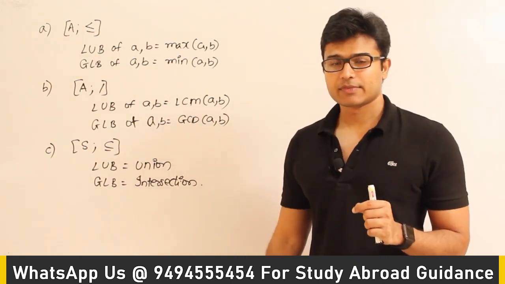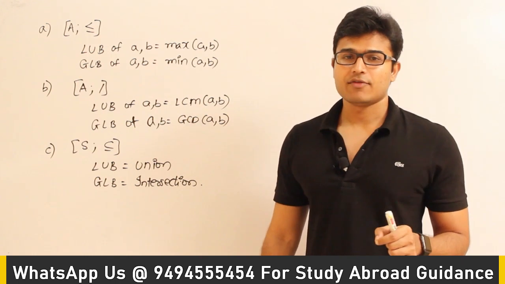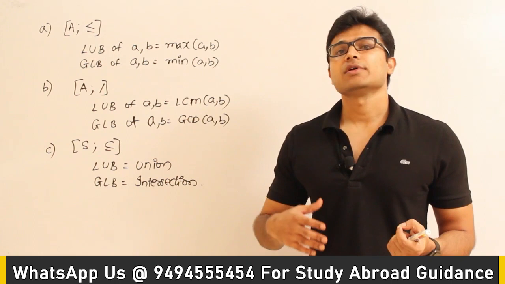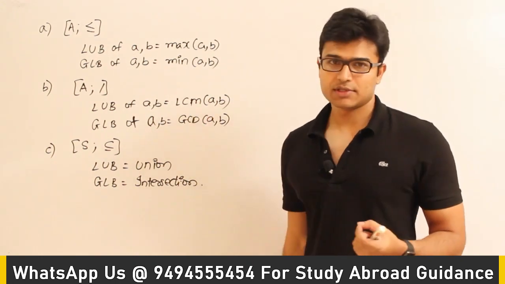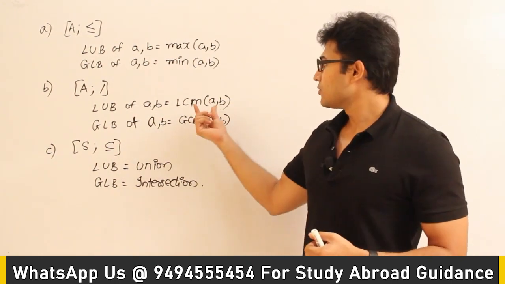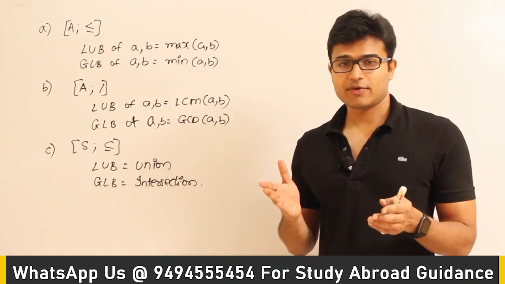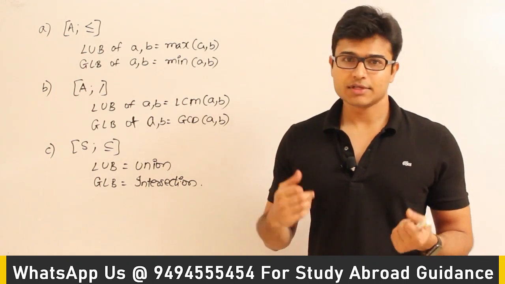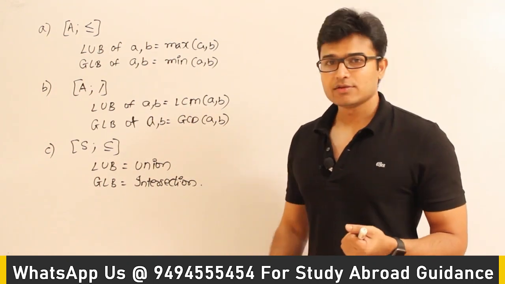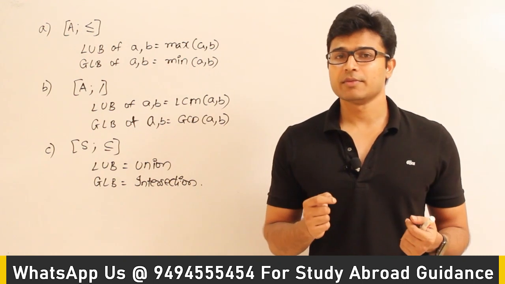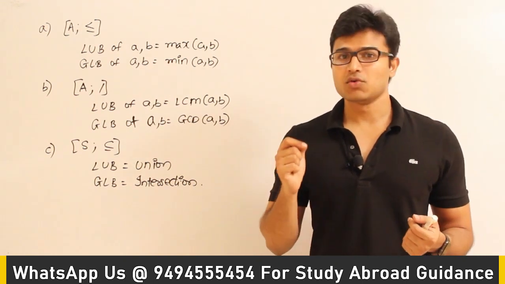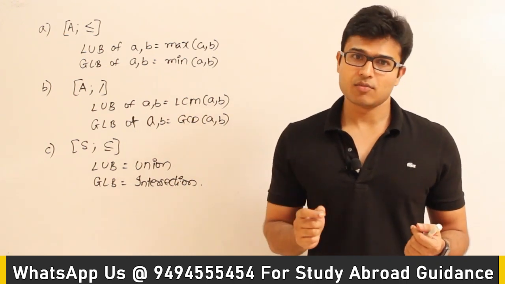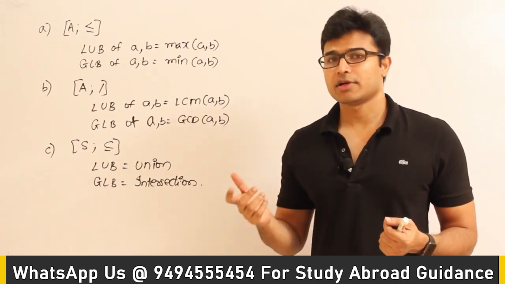One more thing: it is not necessary that for every pair of elements there will be a greatest lower bound and a least upper bound. If it exists, then we find it using these formulas. Sometimes it so happens that the LCM of two elements is not in the set. Then we can say that there is no least upper bound. So one important point to remember is that it is not always the rule that for any two elements there will be a least upper bound or greatest lower bound. It may exist or it may not exist.